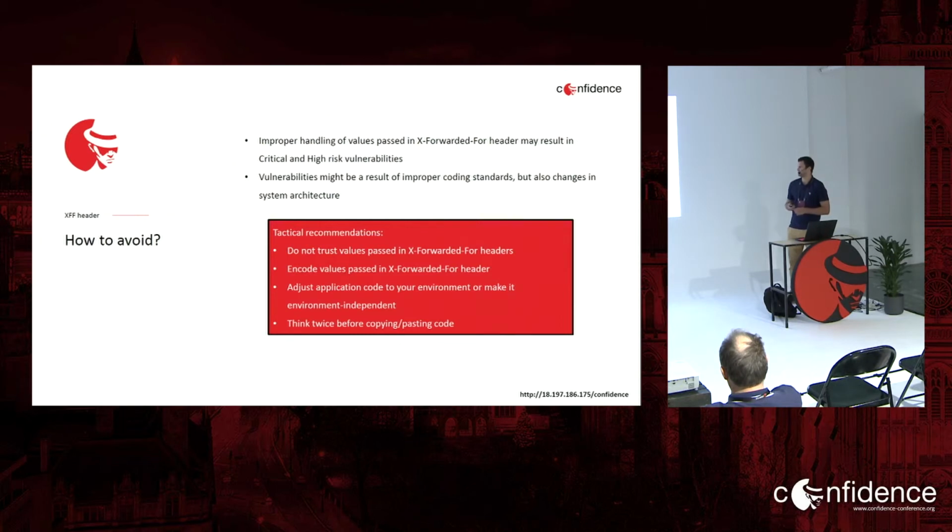However, we can somehow mitigate such a risk. First of all, we can create applications which are aware of such a possibility, and then you can adjust your code to prevent such an attack. Obviously, you shouldn't trust the values which are passed in the X-Forwarded-For headers. And you should encode all the values to avoid these cross-site scripting attacks.